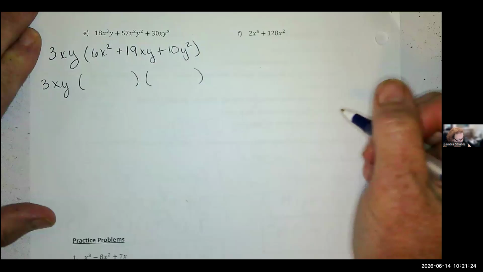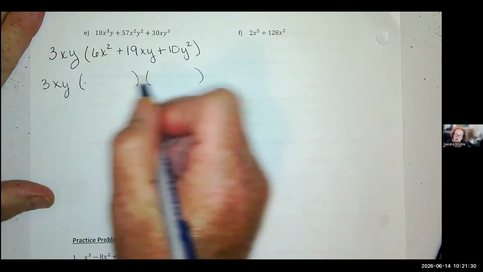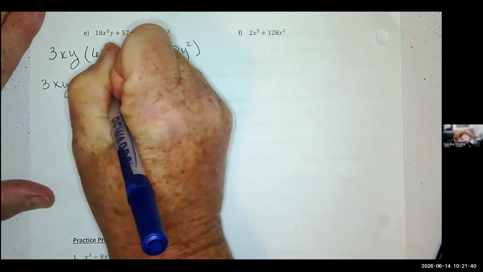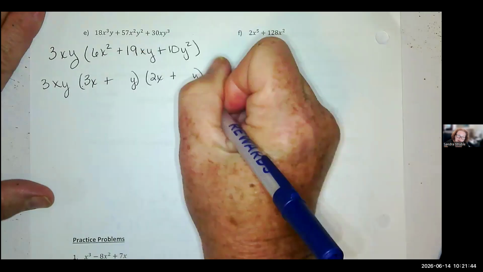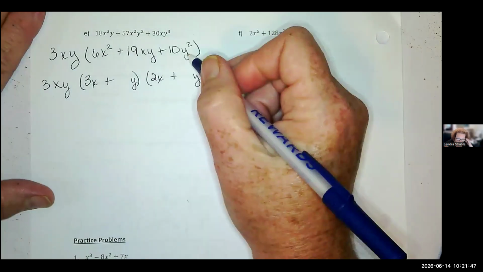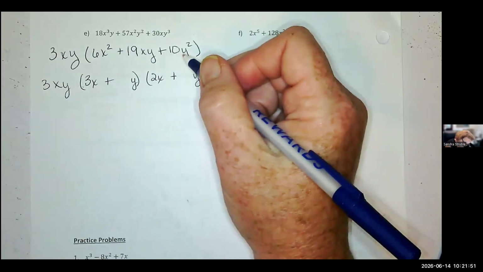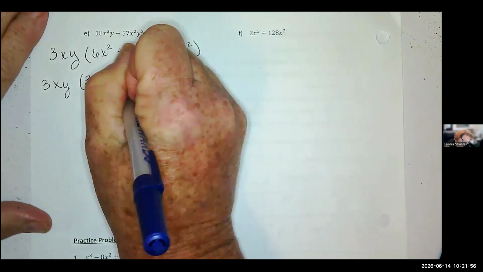For this one, I've got to understand that I could have 6 and 1 or 3 and 2. This is going to be trial and error for me. Okay. I'm going to try 3x and 2x. Everything's positive. Now for my 10, I know there's going to be y. For my 10, I've got 10 and 1. My factors are 10 and 1 or 5 and 2. I'm going to try the 5 and 2 first. So I'm going to put a 5 and a 2 and a 2 and a 5. Hopefully one of these works.